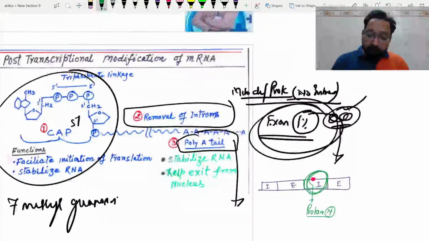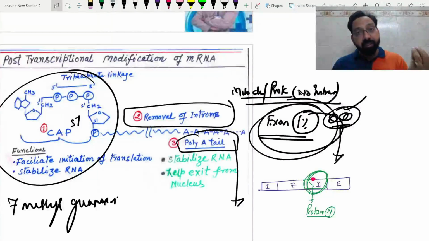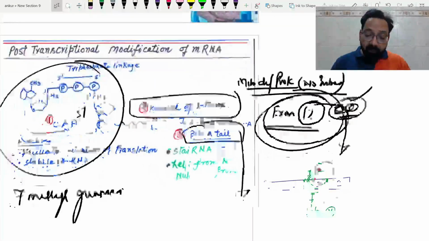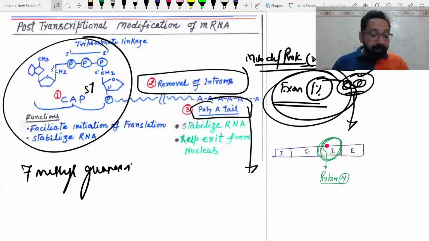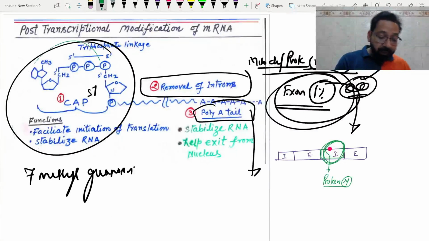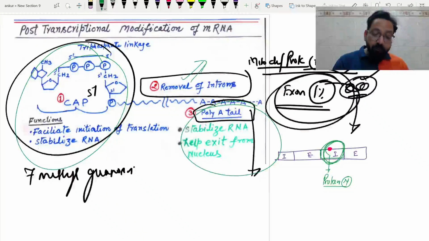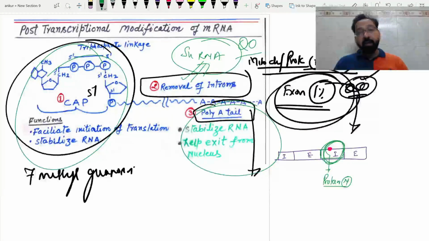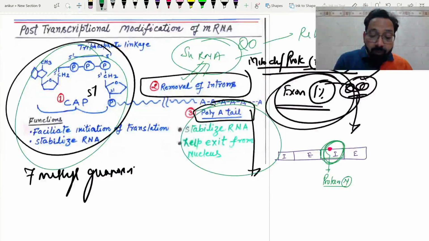So mitochondria and prokaryotes do not have introns. That's why the mutation rate is very high in mitochondrial DNA. Before protein synthesis takes place, post-transcriptional modification occurs. One is capping, second is poly-A tail, third is removal of intron. Because introns are not going to take part in protein synthesis, they must be removed, and this is done by small nuclear RNA, snRNA. The question is asked, small nuclear RNA removes intron, and you know RNA has enzymatic property. Any RNA having enzymatic activity is called ribozyme. So small nuclear RNAs are ribozymes.